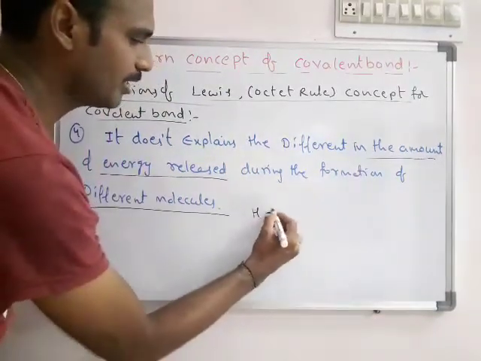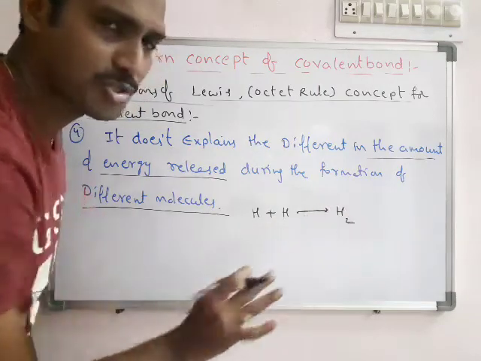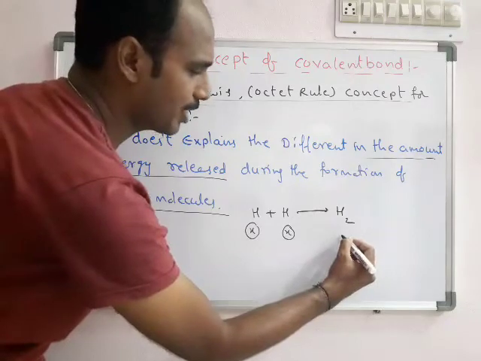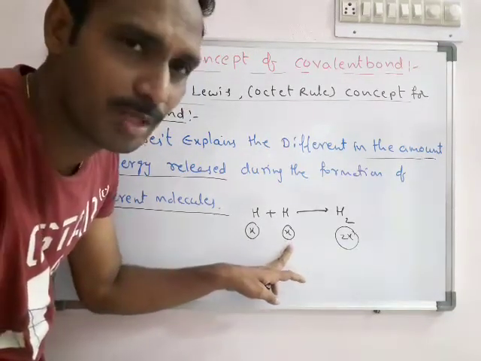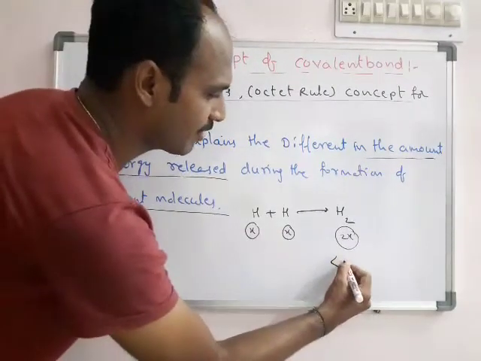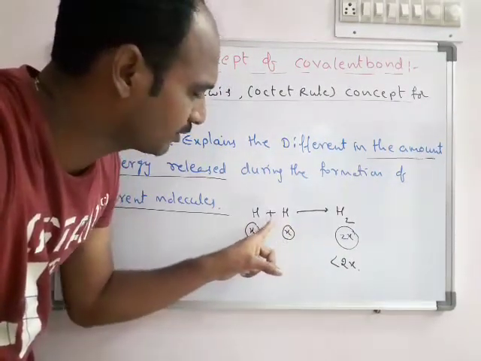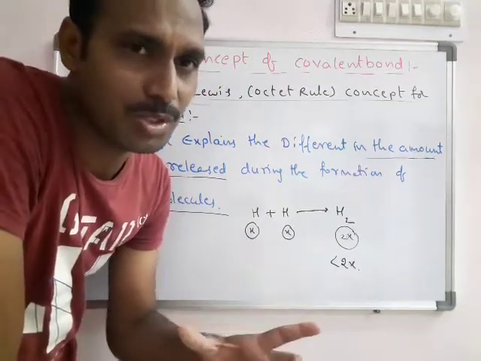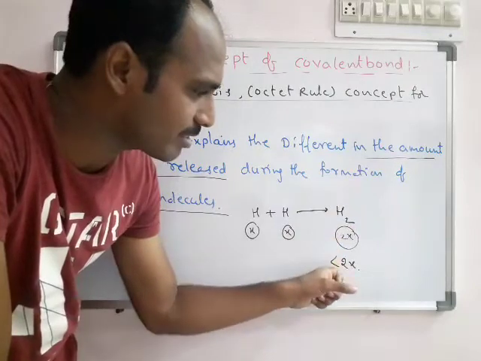For example, hydrogen atoms combine forming a covalent bond, and there is a formation of H2 molecules. Each hydrogen atom has x joules of energy, so we expect the energy of H2 to be 2x joules. This is a general value. But it is observed that it is always less than 2x. Not only this, in any molecule formation from its atoms, for example N plus N becomes N2, O plus O becomes O2, the molecule's energy is always less than the energy of the separate atoms.